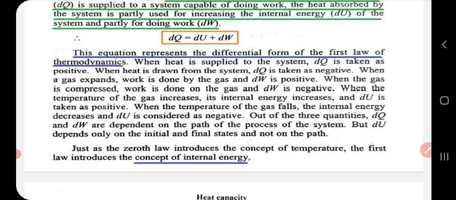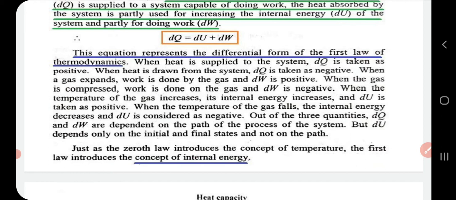Now when gas is compressed, work is done on the gas. In that case, dw will be negative. Now when the temperature of the gas increases, what happens to internal energy? Internal energy will increase, and du in that case will be considered positive. Now what happens when temperature decreases? Internal energy will decrease, and the change in internal energy, that is du, will be negative.